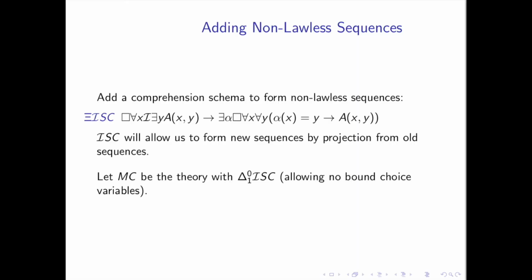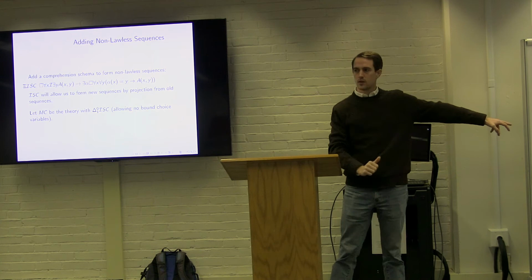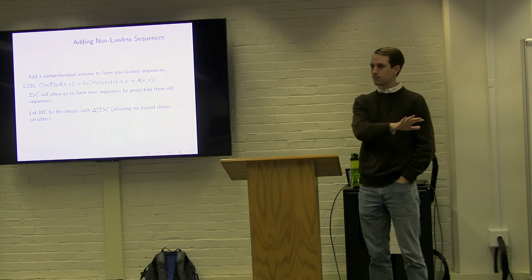So I'm going to settle on the theory MC that includes the instances of this sequence comprehension axiom where the classical quantificational complexity of A is delta 0, 1, and there's no bound choice variables. So you have free choice variables as parameters, like in this example, but unbound. So basically, you can do any projections by recursive functions.